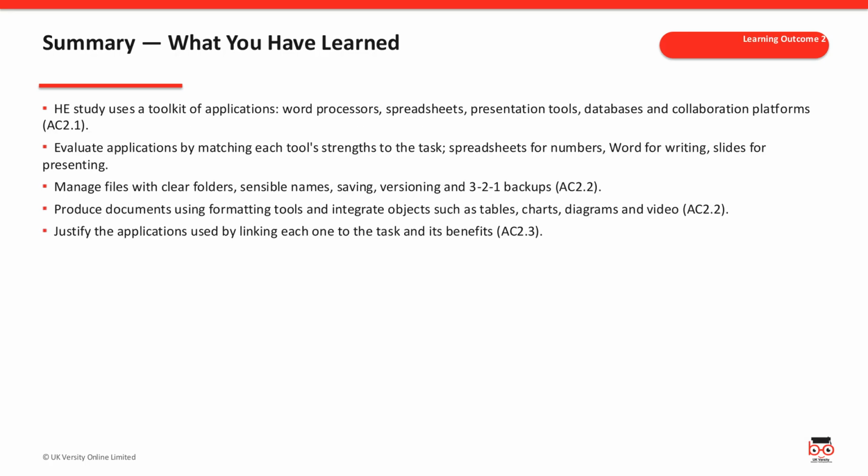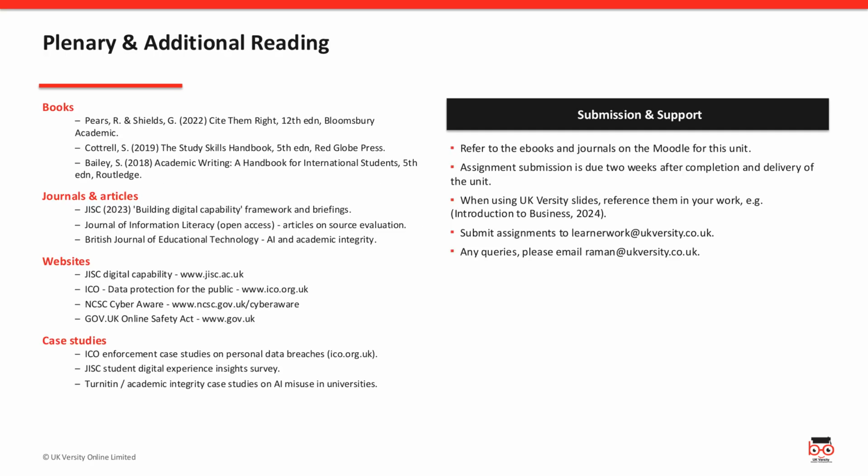Let's recap the toolkit. HE Study draws on word processors, spreadsheets, presentation tools, databases, and collaboration platforms, and you evaluate them by matching each tool's strengths to the task. You manage files with clear folders, sensible names, regular saving, and 3-2-1 backups, and you produce documents using formatting tools with objects like charts and video pulled in. Above all, you justify each application by linking it to the job it did. That wraps up the second outcome.